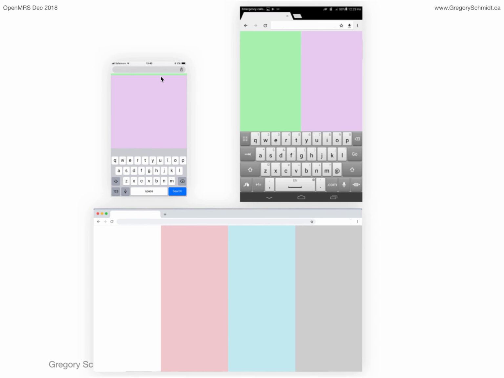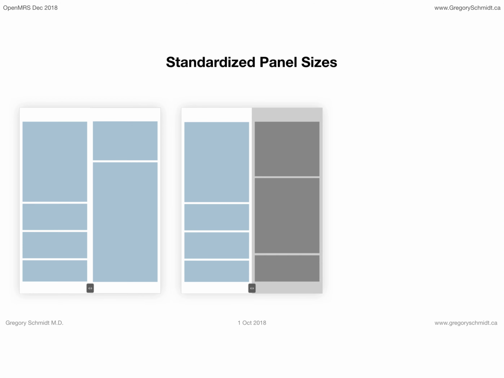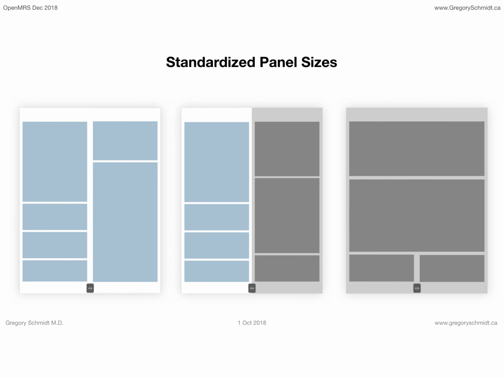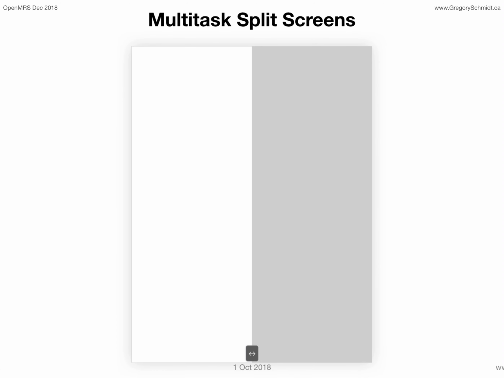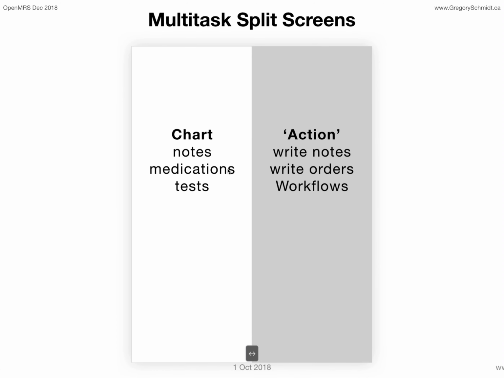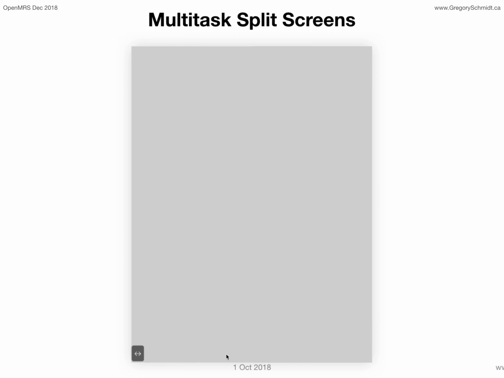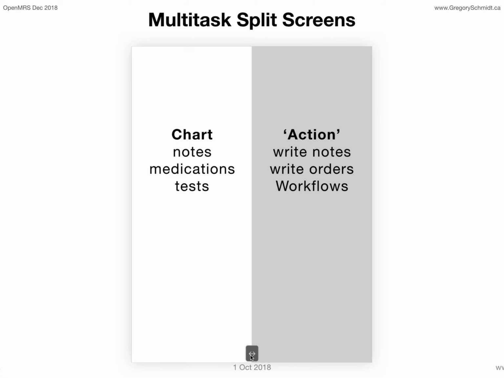The key thing here to realize is that each of the workspaces on mobile, tablet, and desktop are approximately the same shape. Why is this important? Because then we can develop modular components which are the same size that you use across all platforms. Very interoperable. The other key thing is you want to be able to multitask. You want to be able to take your chart, your notes, your medications, the static information on one side, and view this concurrently with the ability to write orders, tests, and new medications on the other side. You can use this split screen device and full screen on either side if you like, or both together.